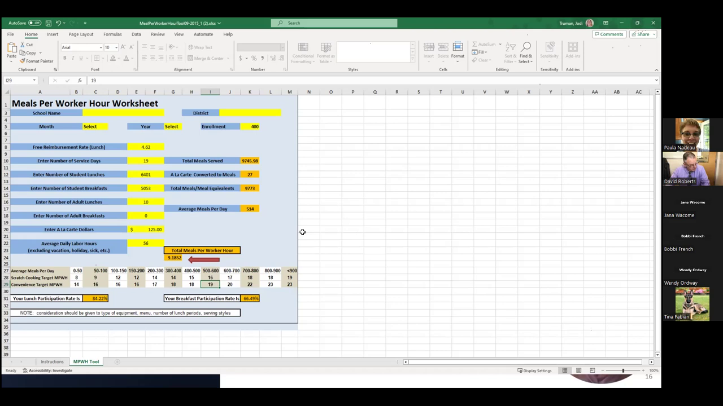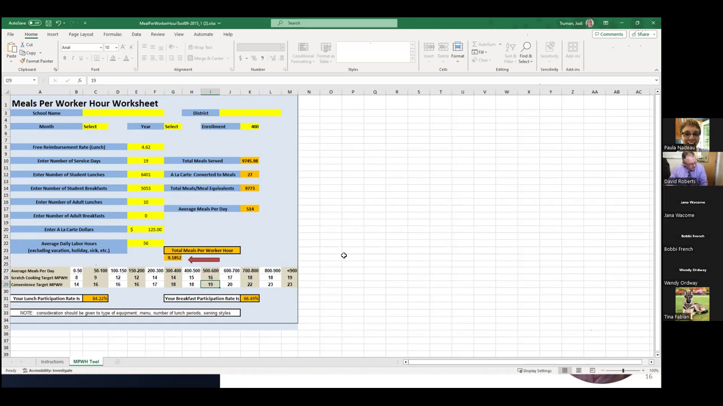So what does this tell you? This is saying that we should have between 16 to 19 meals per worker hour, but we're at 9 for this school. Does anybody know what that means? What that is saying? Dave? Yeah, you might want to cut that staffing number almost in half. Yes, you might want to cut that staffing down. If you cut it in half, you'd be pretty close to where you need to be, I think.